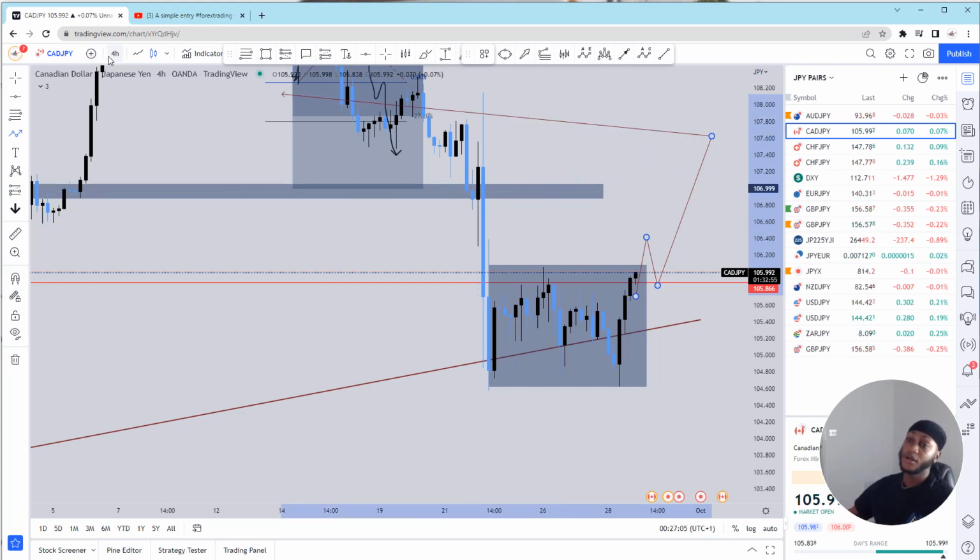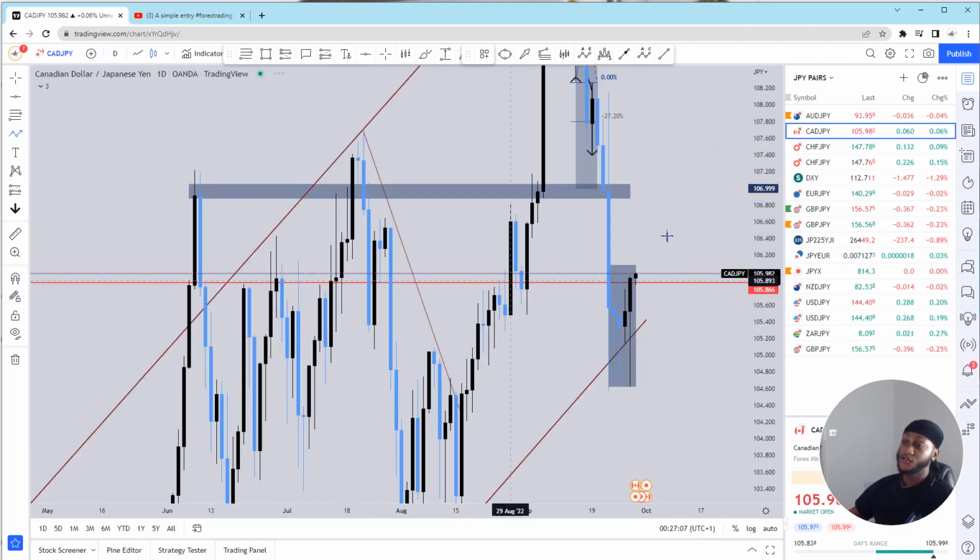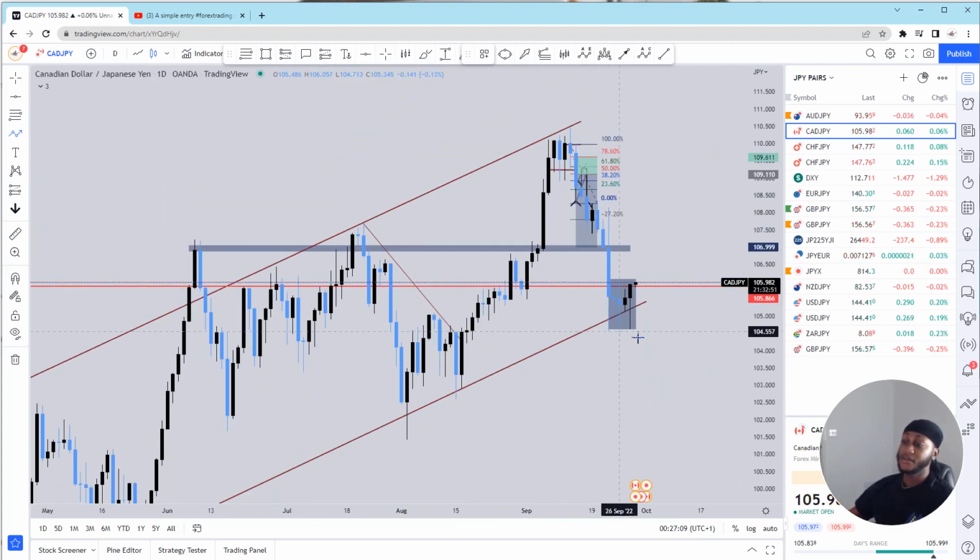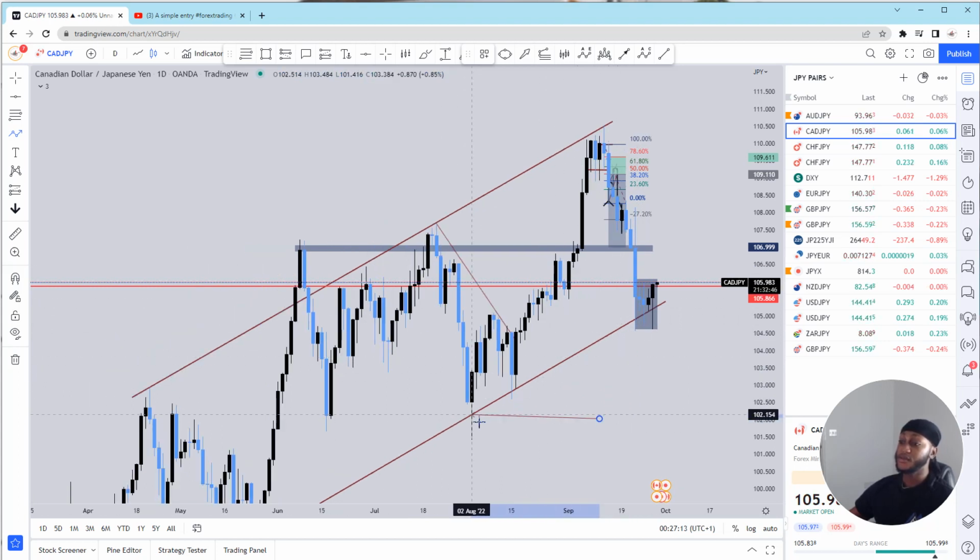So if you move back to your daily market structure, just understand the candlesticks with the price movement, and you can see how price has been reacting. You can see we have a similar candlestick right there to the one we had in August, coming in around September 28th.